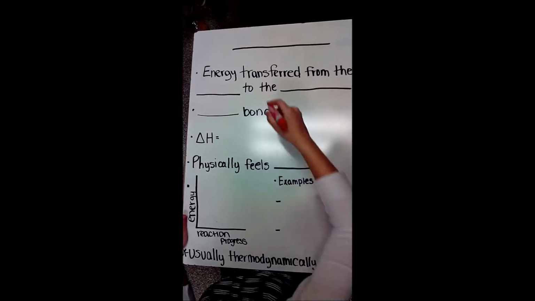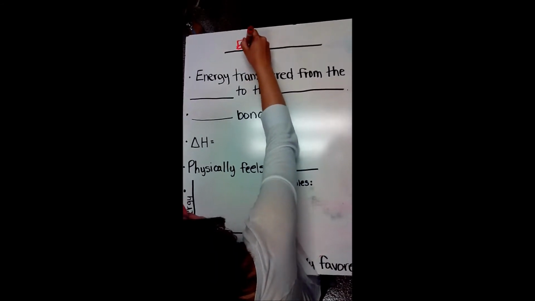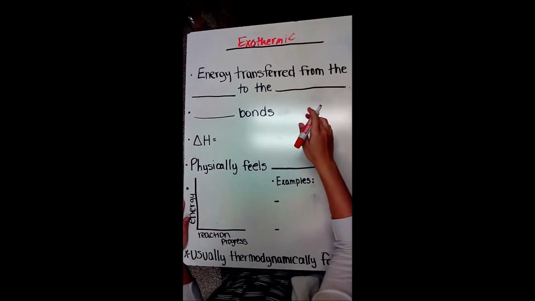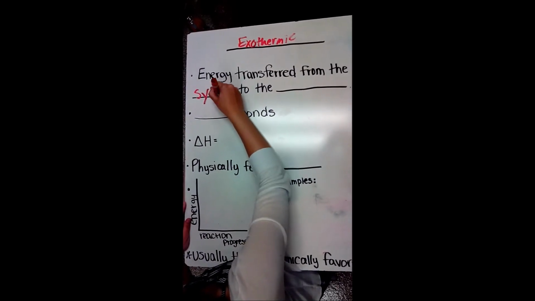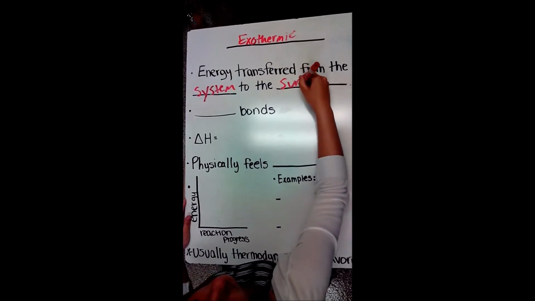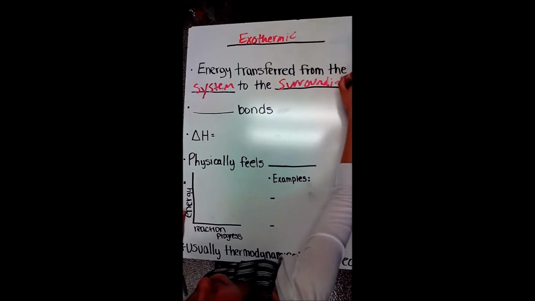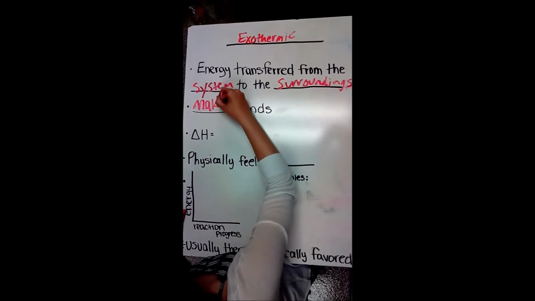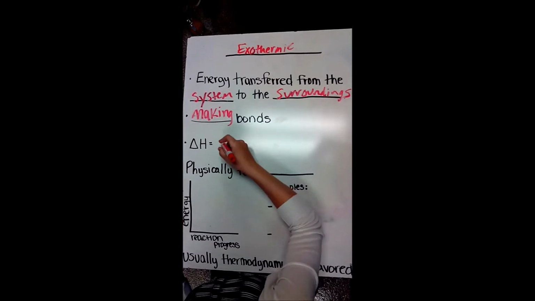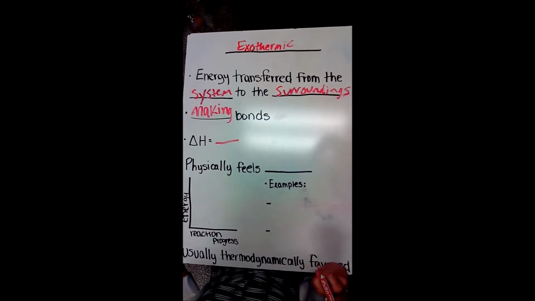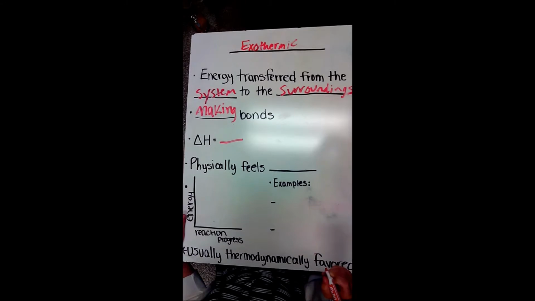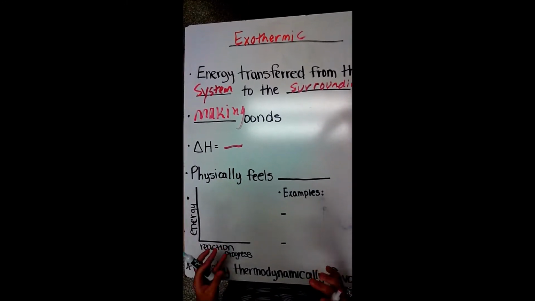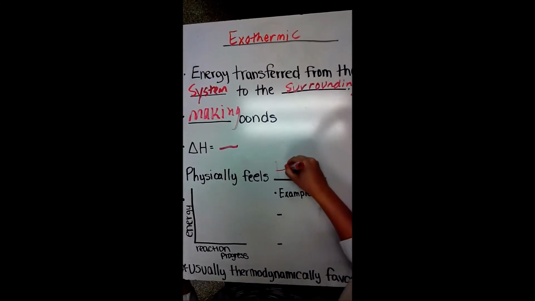Now we're going to learn about exothermic reactions. Where energy is transferred from the system to the surroundings. And this is making bonds. So our delta H is going to be negative. Okay, energy is being released during this reaction, so the container of the reaction is going to physically feel hot to us.